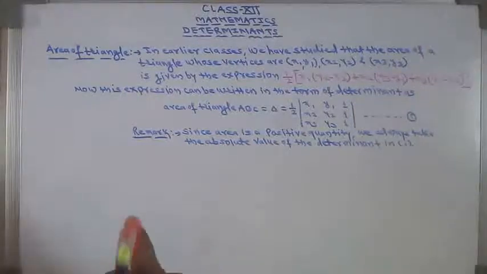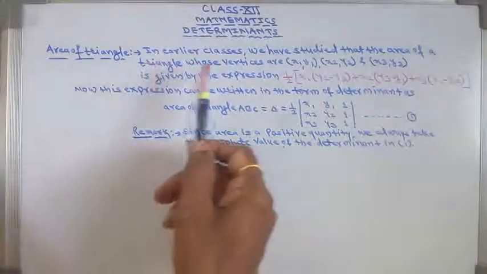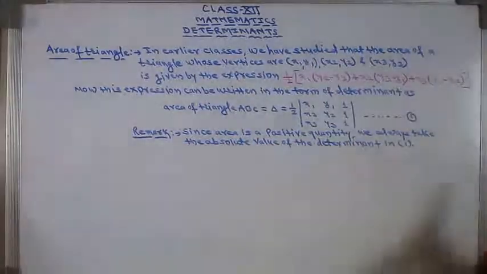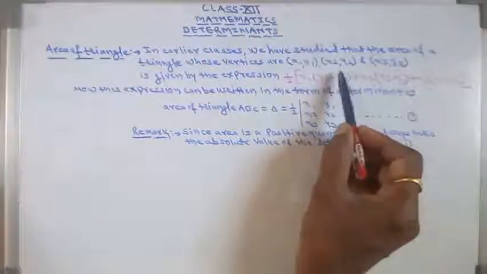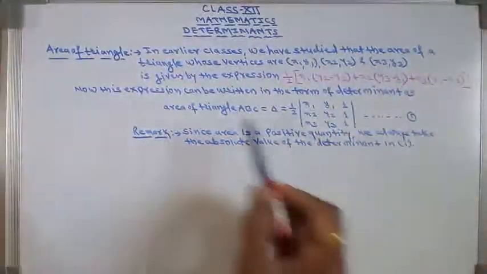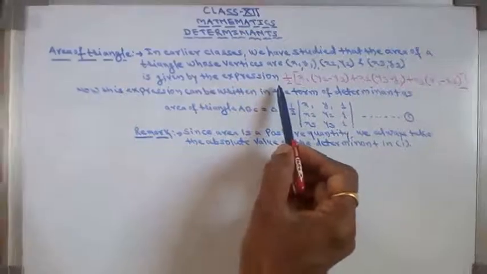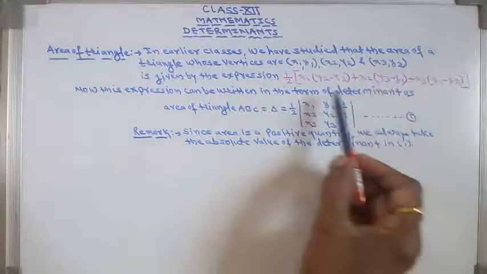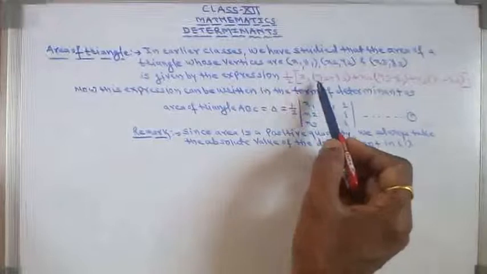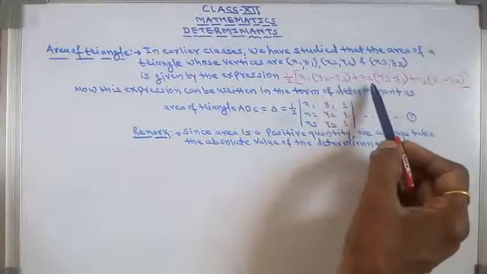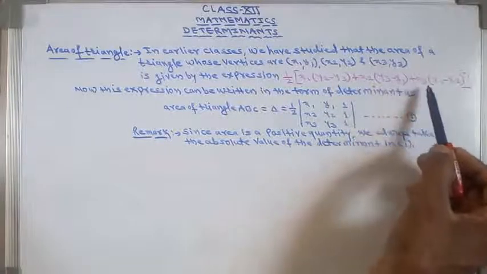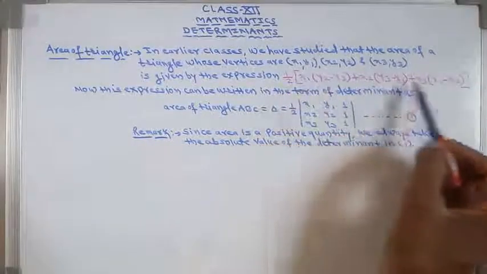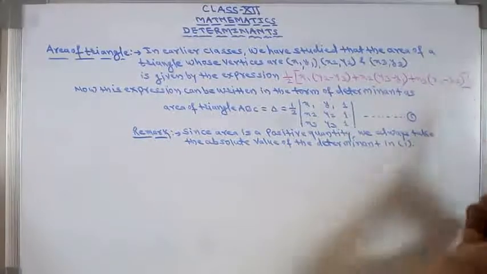In the previous class we have studied that the area of a triangle whose vertices are (x1, y1), (x2, y2) and (x3, y3) is given by this expression. Already you have studied this in 10th and 11th class: half into bracket x1 into (y2 minus y3) plus x2 into (y3 minus y1) plus x3 into (y1 minus y2). This is the area of the triangle with three vertices.